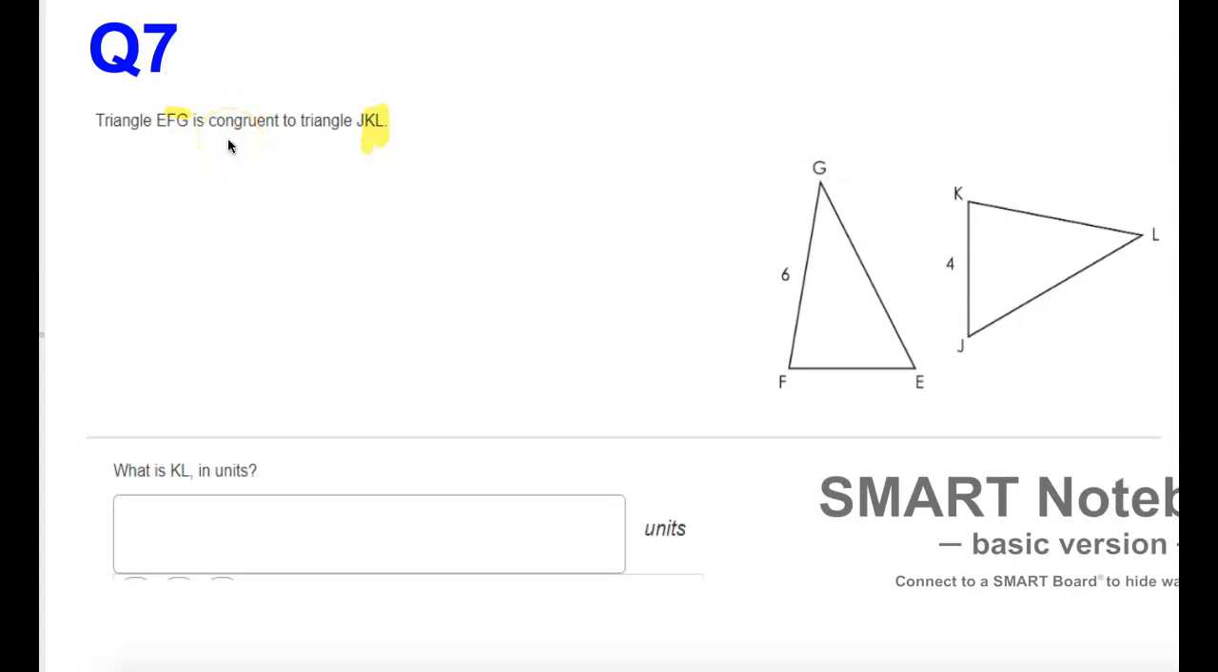We know in congruent triangles, corresponding sides are congruent. So now if we look at our picture, we know that FG is 6 units long. Because KL corresponds with FG, and these are congruent triangles, then we know that KL would also be 6 units long.